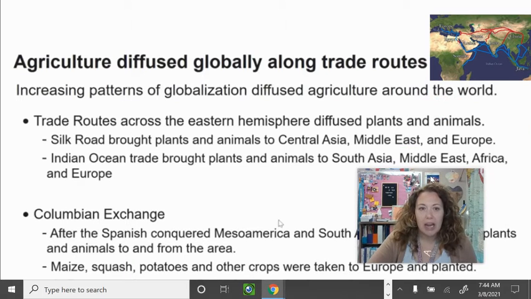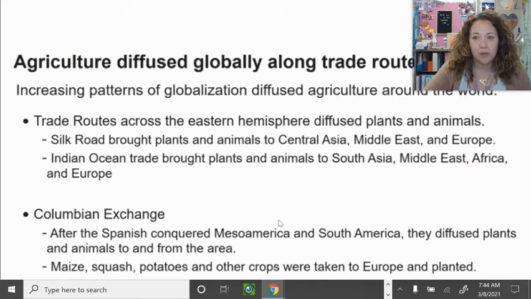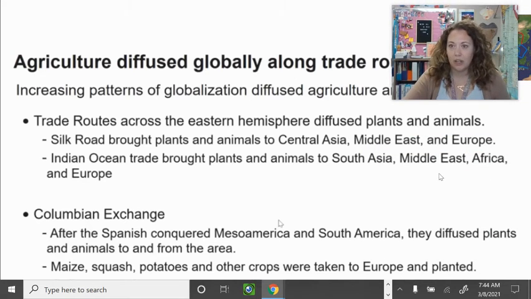All right. Increasing patterns of globalization have diffused agriculture around the world. Well, yes, we know this. Again, when in doubt in this class, if you can tie it back to money or to modernization, like we have technology now that allows us to transport things further than ever before. We can make our own greenhouses or synthetic farming environments to grow things that we used to only be able to get from one place. So again, I jumped ahead, sorry.